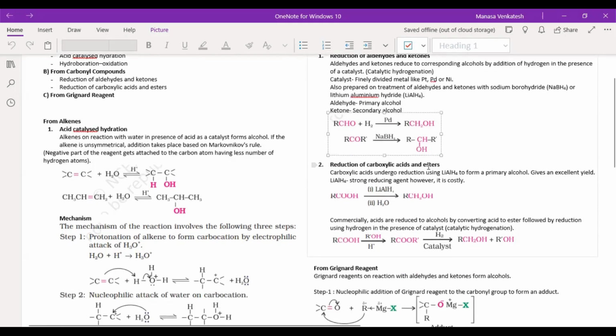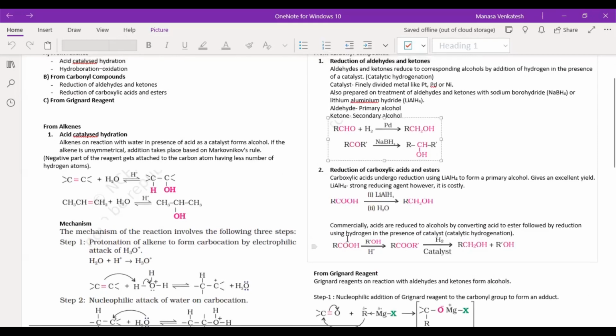Next, reduction of carboxylic acids and esters. Carboxylic acids undergo reduction in the presence of lithium aluminium hydride, which gives us a primary alcohol. But the issue with using lithium aluminium hydride is that it's extremely costly. So instead, the acid is converted to an ester by an esterification reaction. Further, this undergoes catalytic hydrogenation to give us an alcohol, and the other R dash will also form an alcohol.